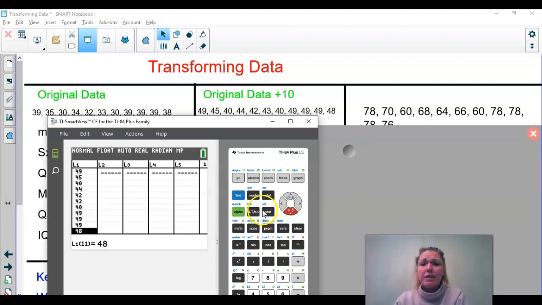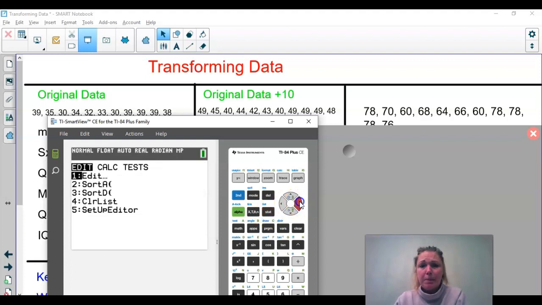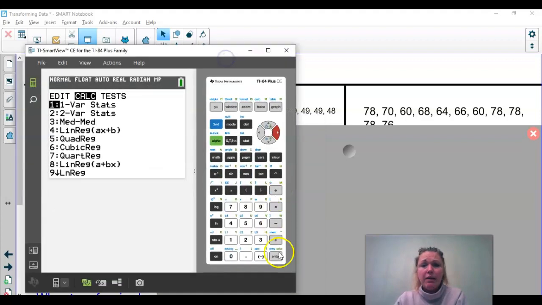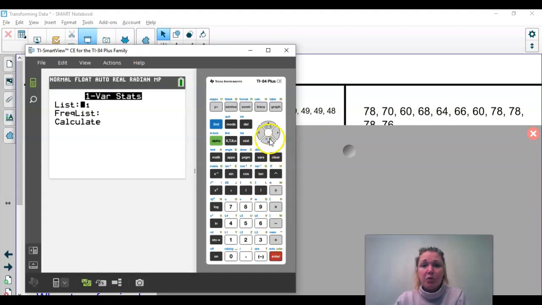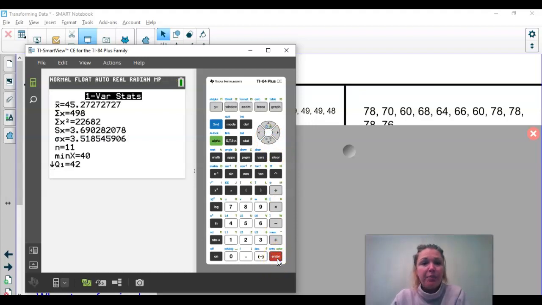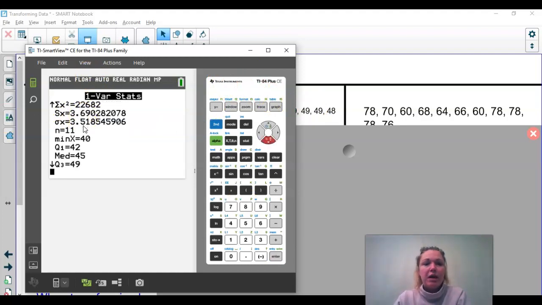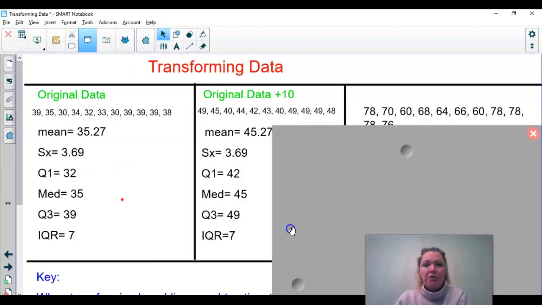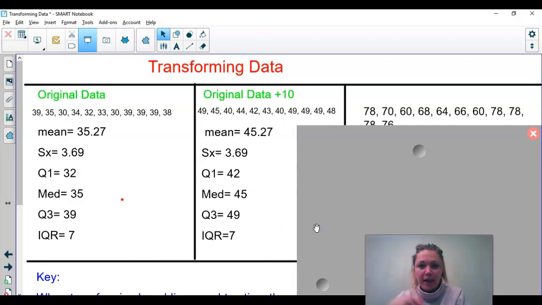We're going to run those statistics again and let's see what happens. So go to second calc. I'm going to hit enter, list one. Those of you with the old calculators, you just hit enter again. Then I have these summary statistics: my mean, my standard deviation, and you can go down and see the 5-number summary there as well. I have recorded that already for us. So take a second and write that all down.